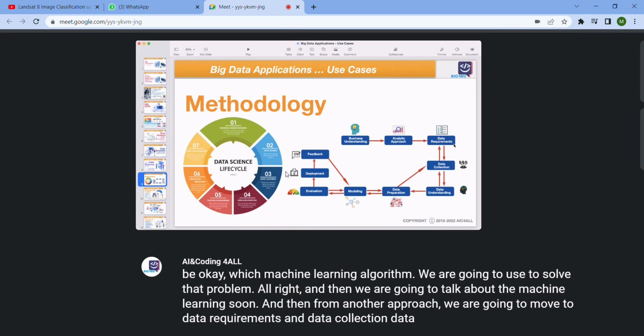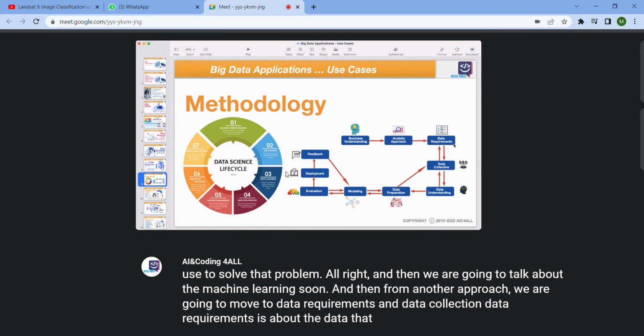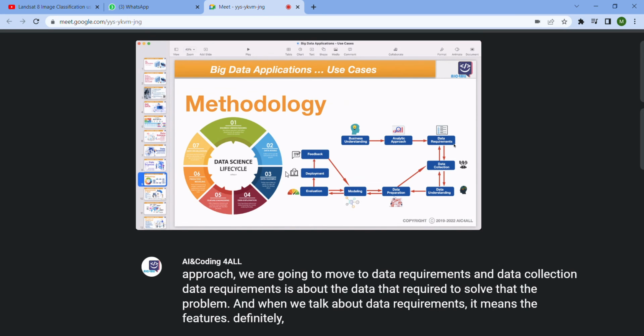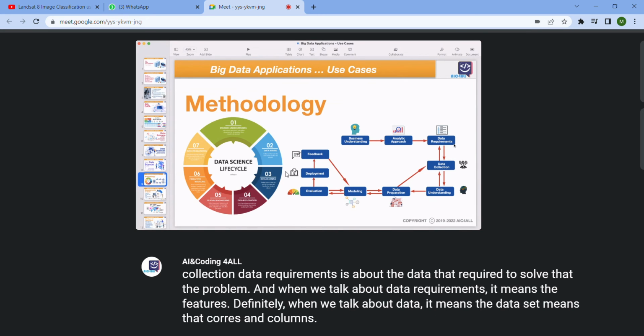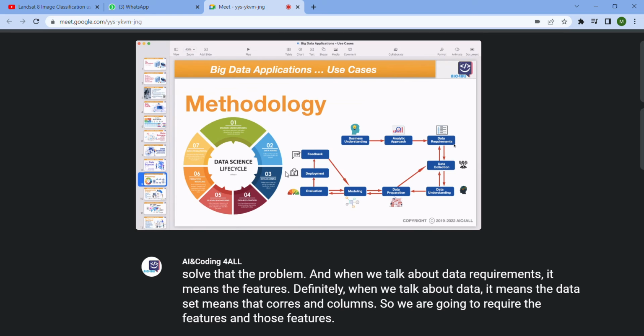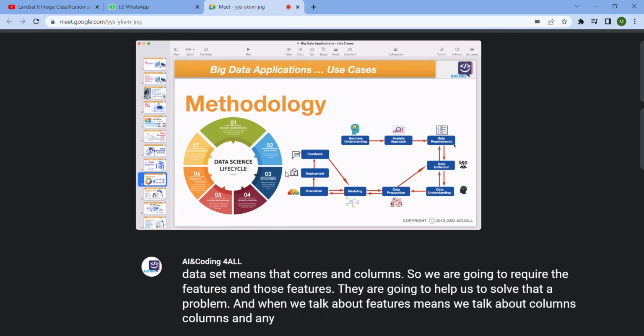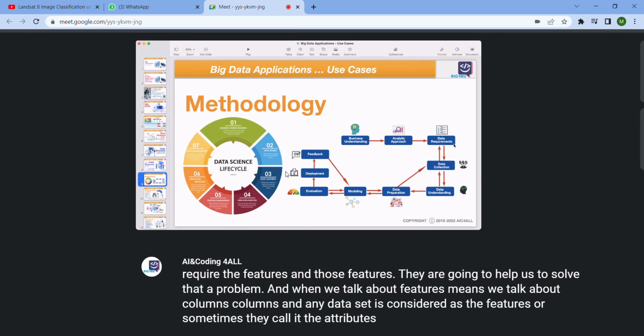Data requirements are about the data that are required to solve that problem. When we talk about data requirements, it means the features. Definitely, when we talk about data, it means the data set, the rows and columns. We are going to require the features, and those features are going to help us to solve that problem. When we talk about features, we talk about columns. Columns in any data set are considered the features, or sometimes they call them the attributes. Then, moving to data collection.